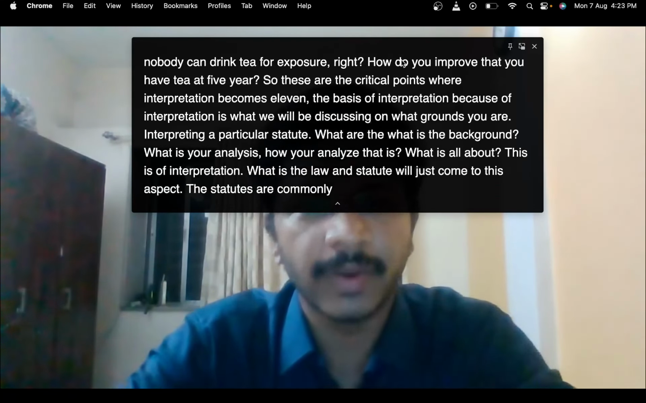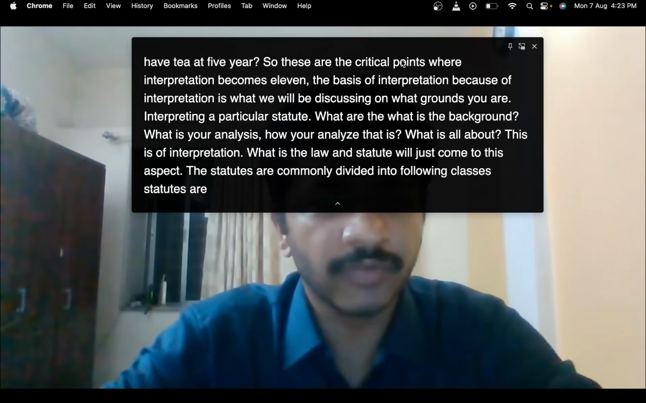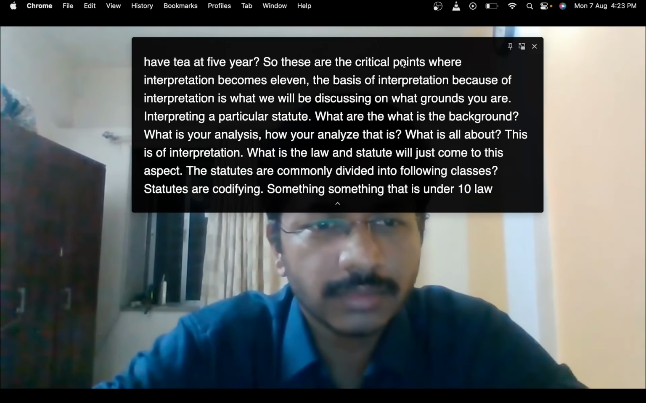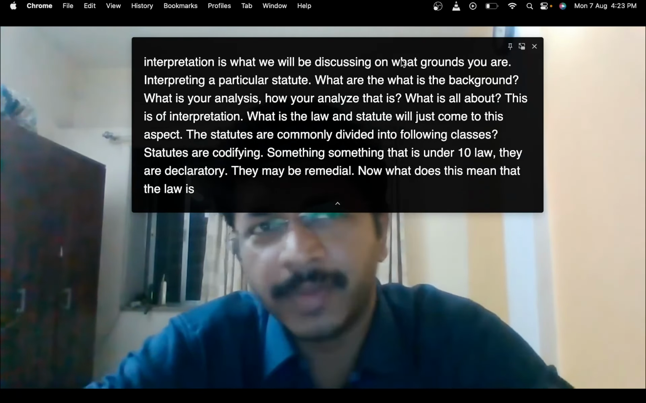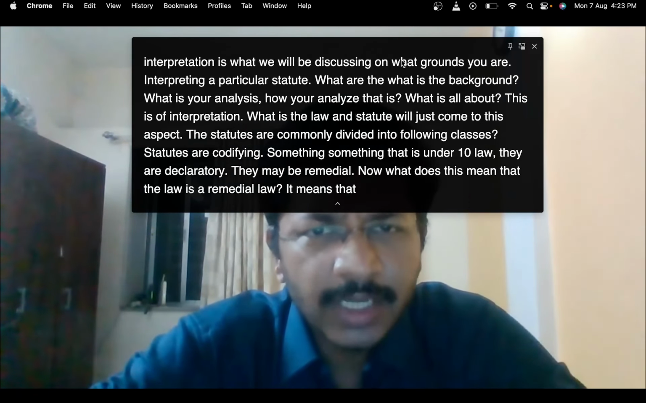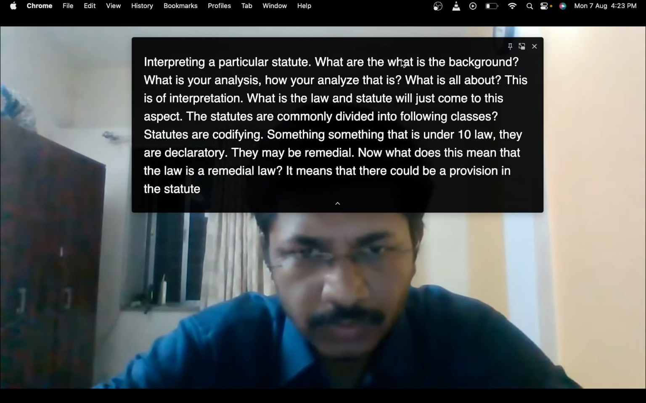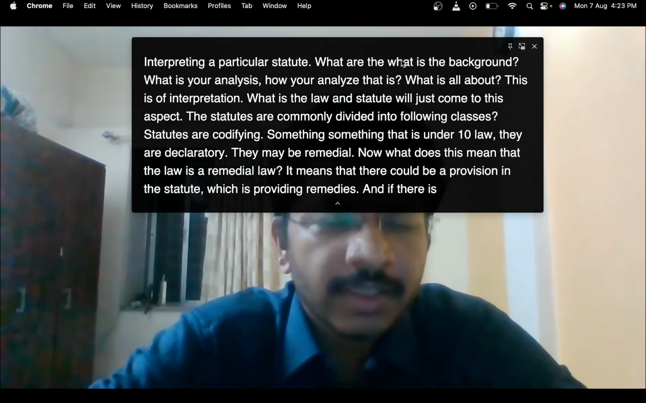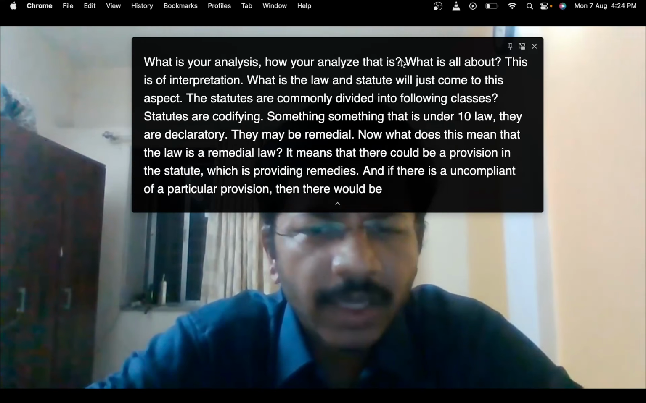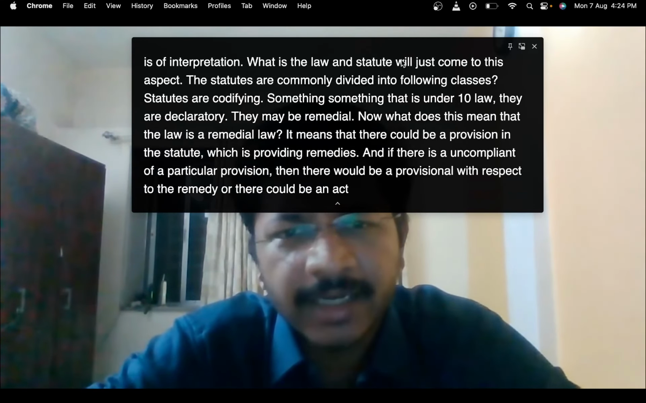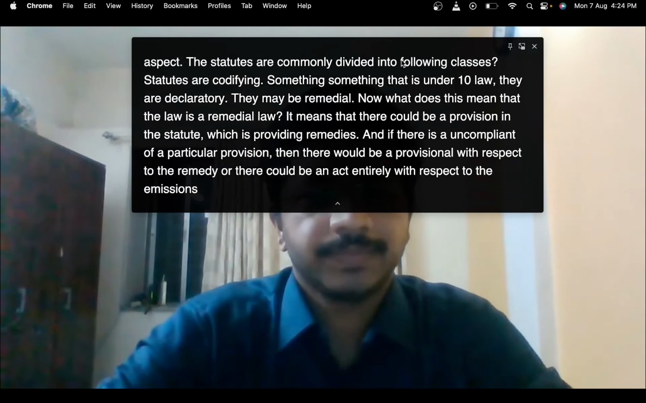Statutes are commonly divided into the following classes. Statutes may be codifying something that is unwritten law. They are declaratory. They may be remedial. Now, what does it mean that a law is a remedial law? It means that there could be a provision in the statute providing remedies, that if there is non-compliance of a particular provision, then there would be a provision with respect to the remedy, or there could be an act entirely with respect to the remedies.